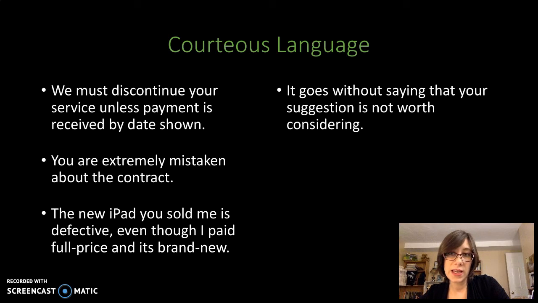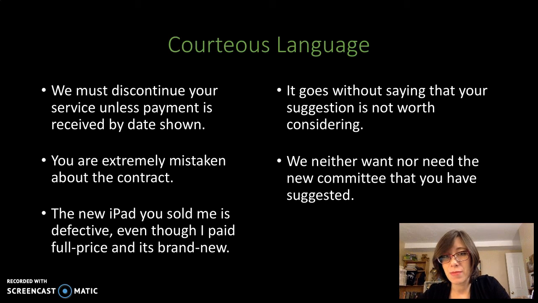"It goes without saying that your suggestion is not worth considering." So, I don't know if there's any good way to say this. Try not to say stuff like this, which is basically, "You're not important." And this is one that I actually received last fall. In an email, "We neither want nor need the new committee that you have suggested." Avoid this kind of stuff. Okay, to be continued.